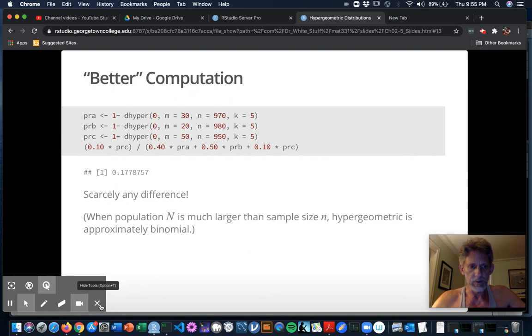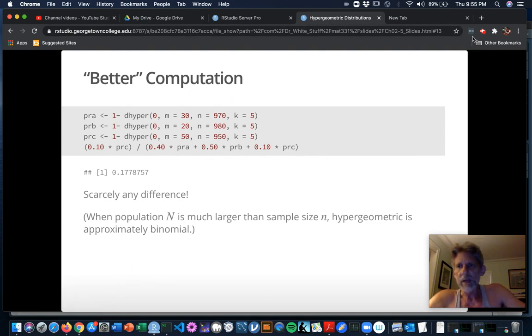Still, a good conceptual exercise to go through. So that's all I've got for you on hypergeometrics. See you soon with some more exciting discrete random variables.